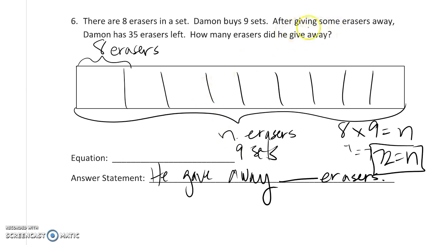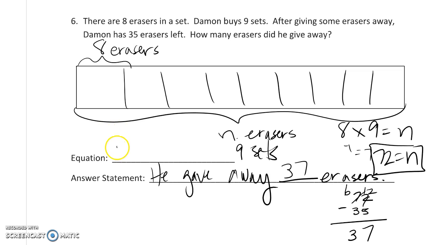So after giving some away, he has 35 left. So now we have to subtract. So if he started with 72, he has 35 left, then that's going to tell us how many he gave away. So 2 minus 5 I can't solve, so I have to unbundle. I have 6 tens, and I'm going to add 10 ones to my 2. So 12 minus 5 is 7. 6 minus 3 is 3. So he gave away 37.